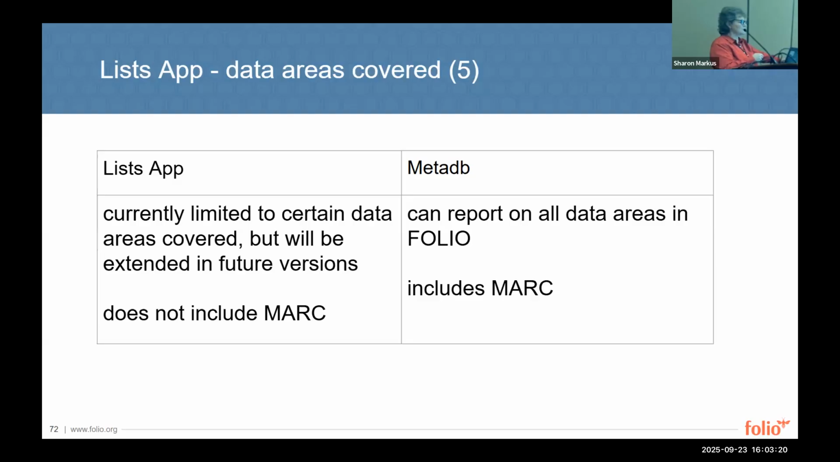It doesn't include MARC at this time. In MetaDB, you can report on all data areas in Folio, including MARC. So it's a data warehouse, so it's all there.